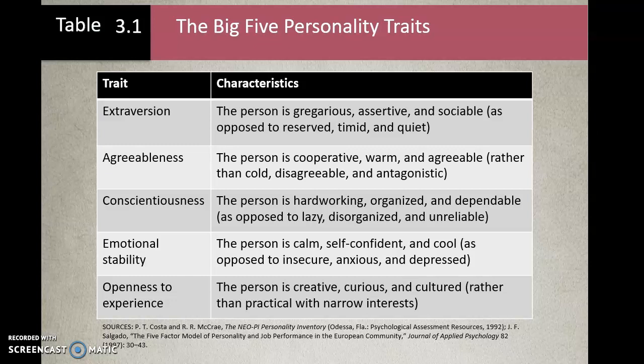Conscientiousness. This person is hardworking, organized, and dependable. The other end of the spectrum is lazy, disorganized, or unreliable. And then emotional stability. The person is either calm, self-confident and cool, as opposed to insecure, anxious, and depressed. And that's emotional stability, calm all the way to nervous. And then you're either open to new experience or you're closed-minded. So an open to experience person is that person that's creative, curious, cultured, rather than practical with narrow interest.